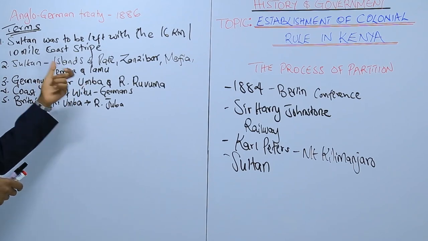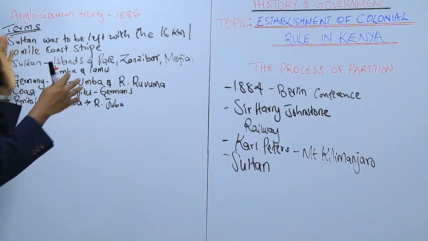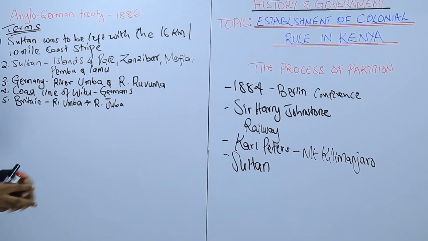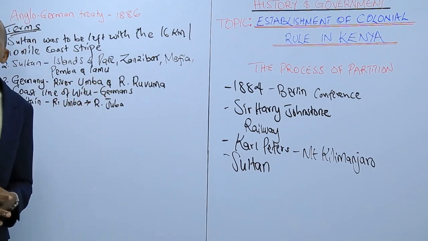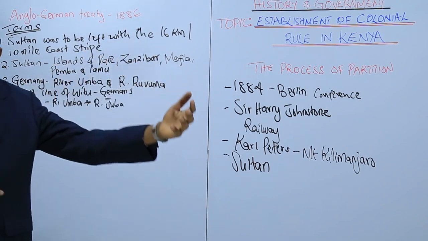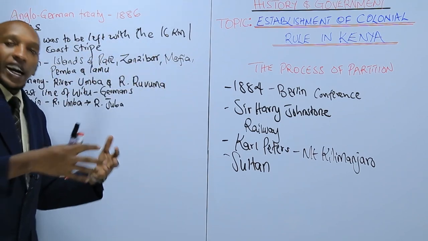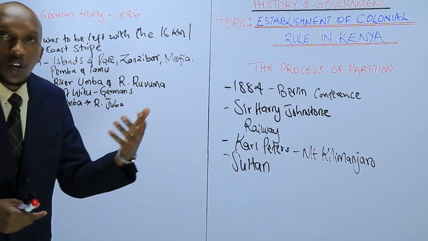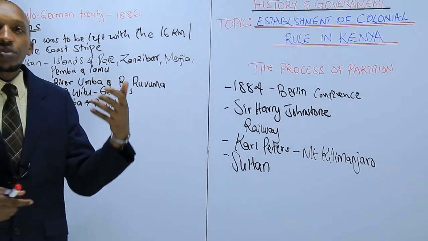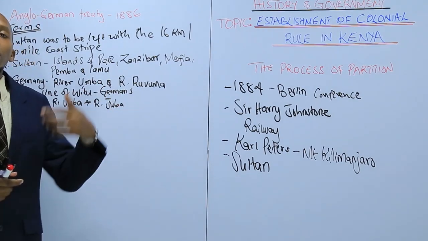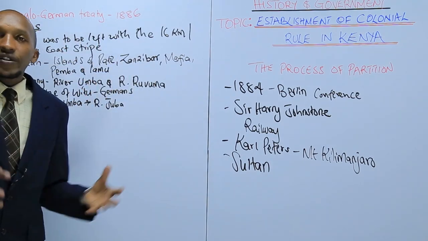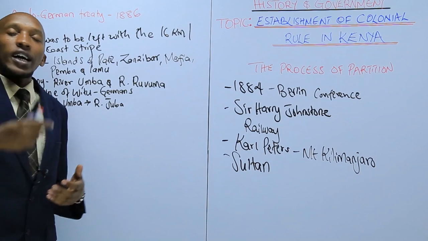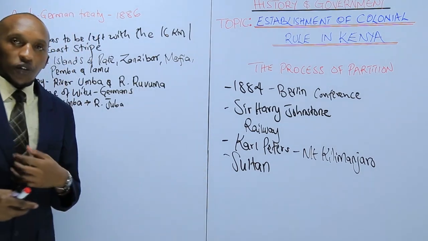So those are the terms that they agreed upon. As you can notice, this was just along the East African coast. But now, towards the interior, it was left hanging. There was no agreement on how they were going to be sharing. So the north or the interior of East Africa was left hanging. So that was another cause of conflict.